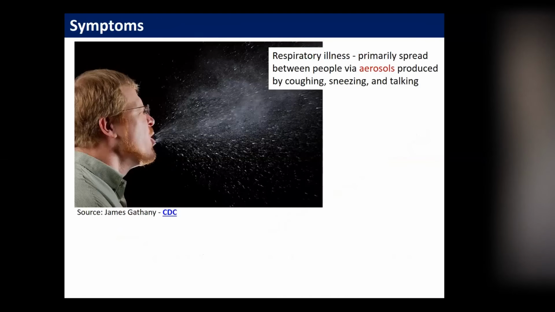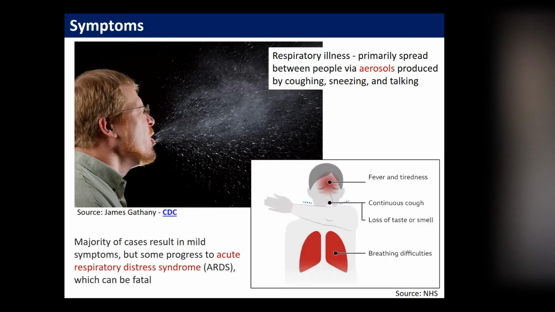I'm going to talk for a couple of slides about the virus that causes this COVID-19 pandemic. COVID-19 is a respiratory illness. It's spread between people primarily through aerosols, which are produced when you cough or sneeze or talk to someone. This really quite disgusting picture of a sneeze highlights why you need to cover your mouth if you're coughing or sneezing. The symptoms for most people are quite mild.